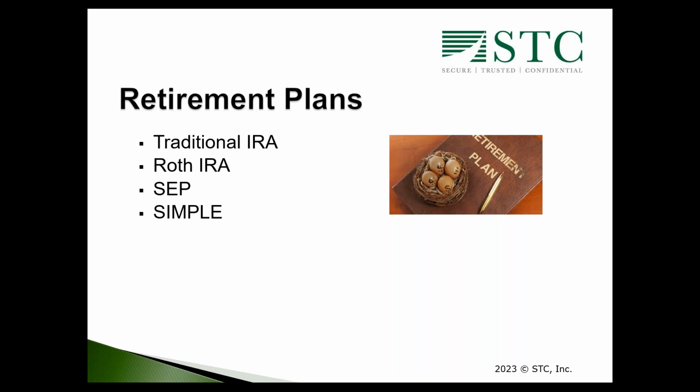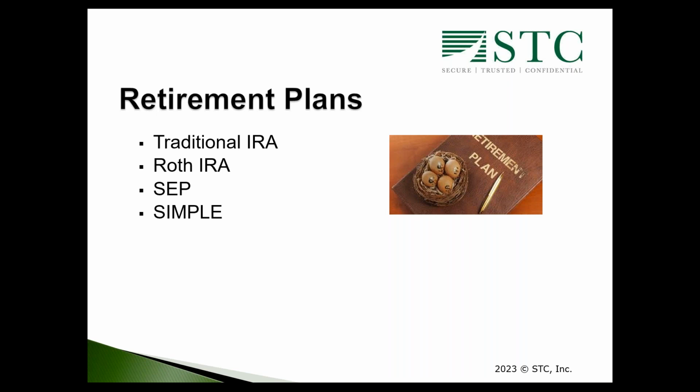The next plan I have is a SEP. This is a simplified employee pension plan, and this is sometimes used by sole proprietors or small business owners. You can make an employer and an employee contribution to a SEP. It has a higher amount that you can contribute because a SEP is based on a business, and that amount for 2023 is $66,000 from the earnings of the business.